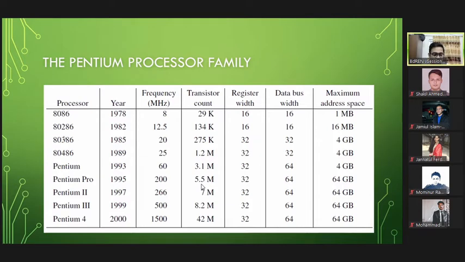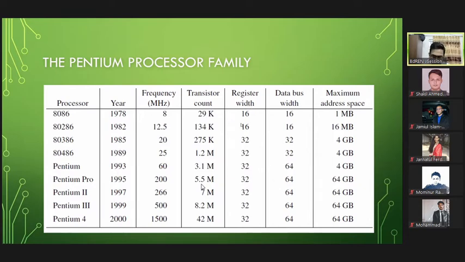Fine. Please remember the names. You need to remember the names serially: 8086, 286, 386, 486, then Pentium Pro, 2, 3, and 4. After that, dual core, core 2 duo, and i3, i5, i7, i9, whatever. Okay.